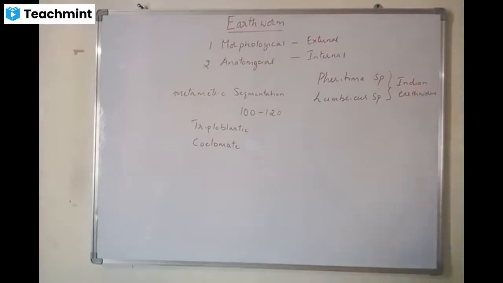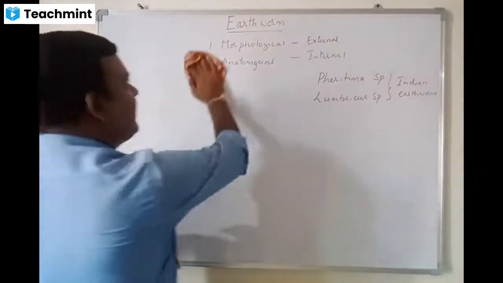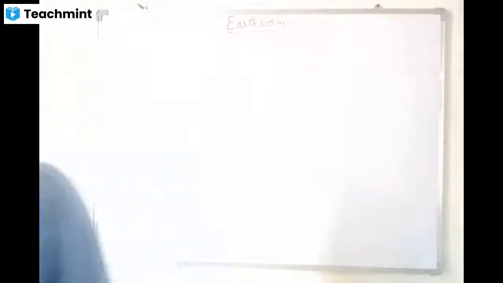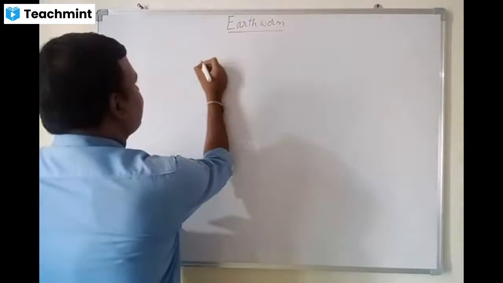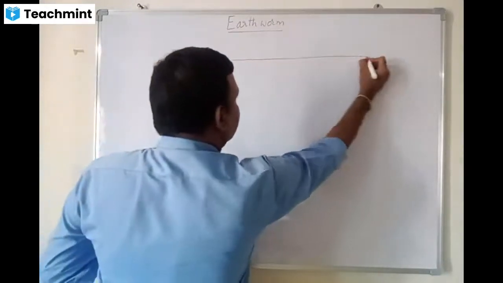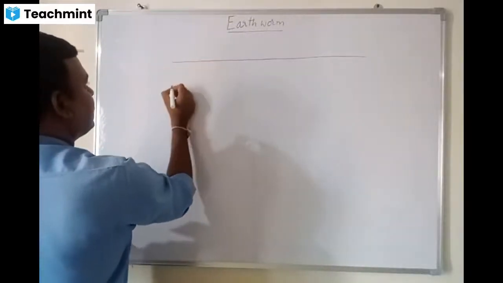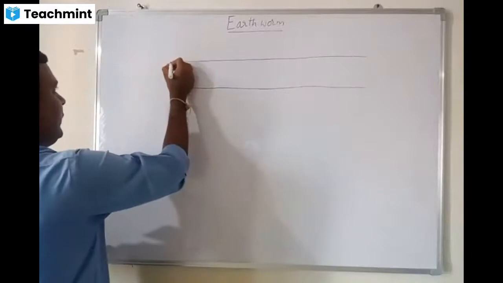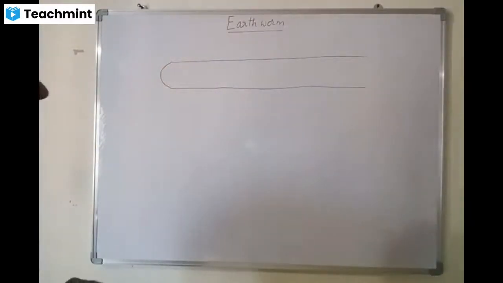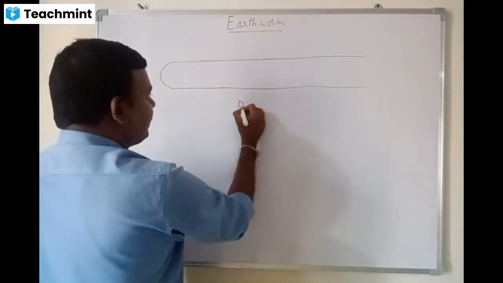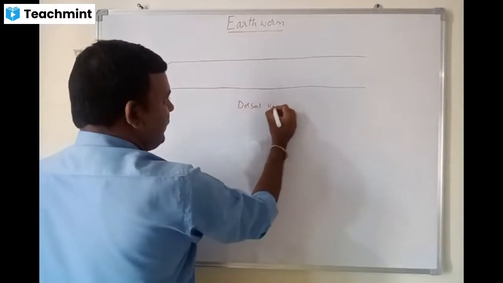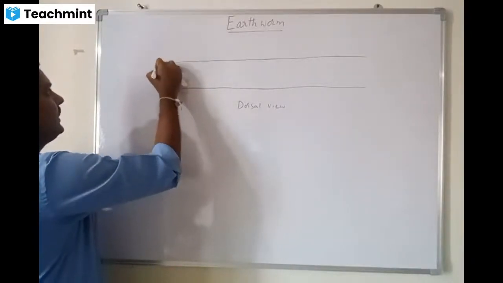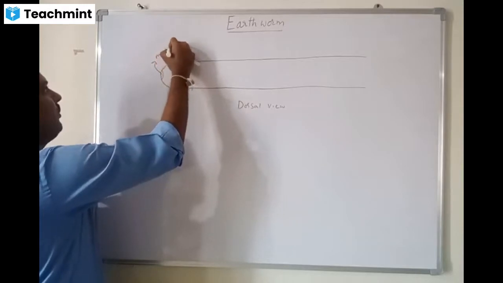Now let us see the external features, that is morphological structures. So we study morphological structures in three different views. One is from the dorsal view. This is dorsal view. It has the opening, which is called mouth, followed by the segments.